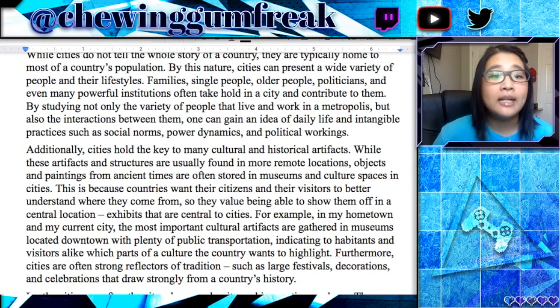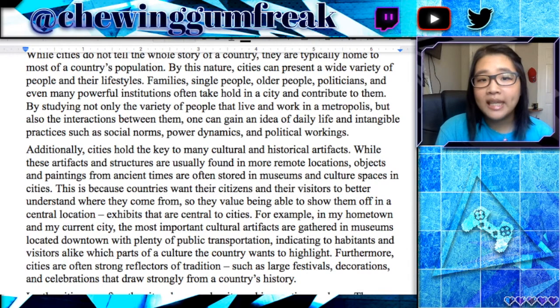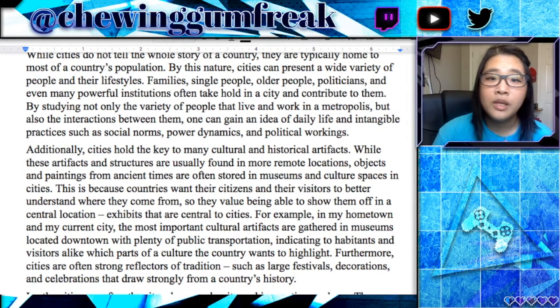It says, "Additionally, cities hold the key to many cultural and historical artifacts. While these artifacts and structures are usually found in more remote locations, objects and paintings from ancient times are often stored in museums and cultural spaces in cities. This is because countries want their citizens and their visitors to better understand where they come from, so they value being able to show them off in a central location, exhibits that are central to cities.